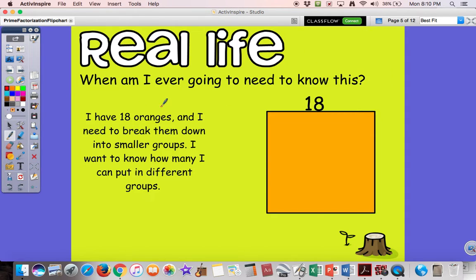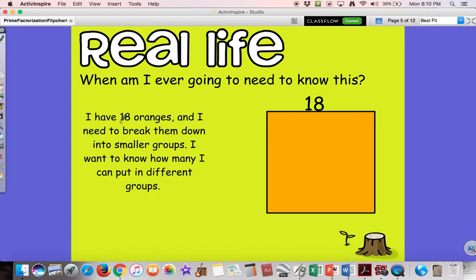Okay, where am I ever going to use this? Well, I have 18 oranges, and I need to break them down into smaller groups. I want to know how many I can put in each different group. Okay, so let's make a branch. 18, 9 times 2. 2 is prime. 9 is 3 times 3. All right, those are prime. So there's my groups. I'll have 2 oranges in one group, 3 oranges in another group, and 3 oranges in another group.